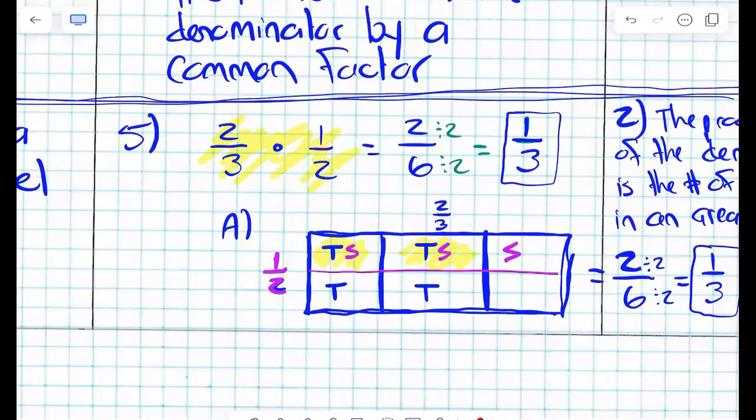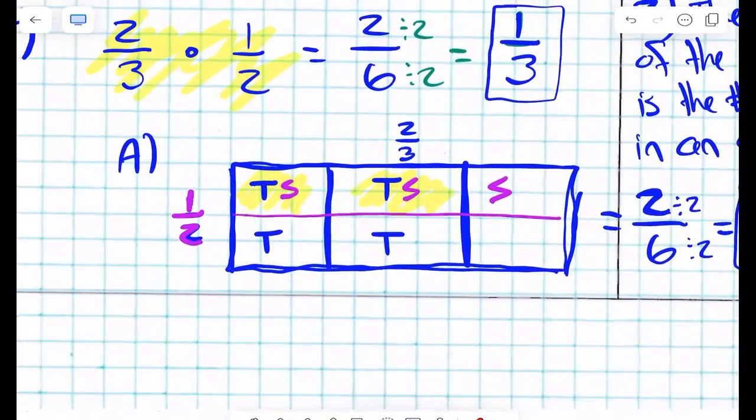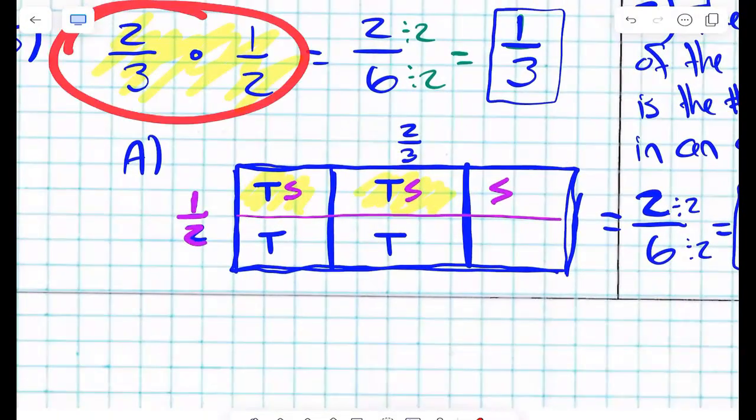Do we need to get a common denominator when multiplying fractions? No. So once we get our answer of 2/6, we reduce using common factors, and we have a final answer, yes? Now, if we were to do the area model, again, we're using this problem right here for this area model.